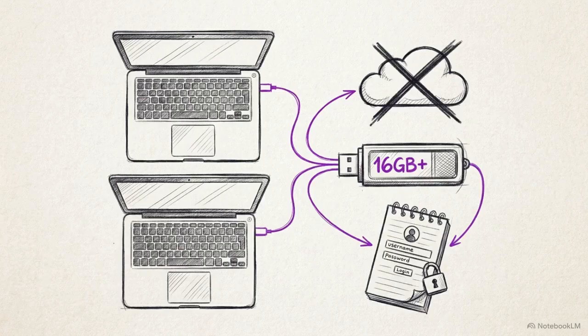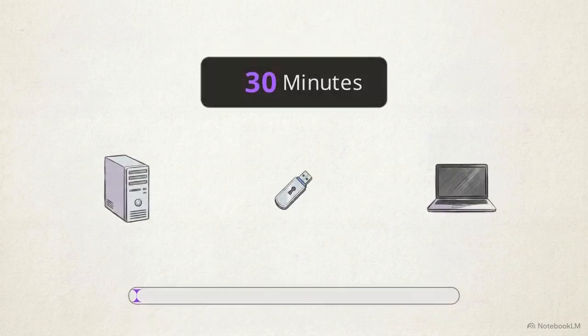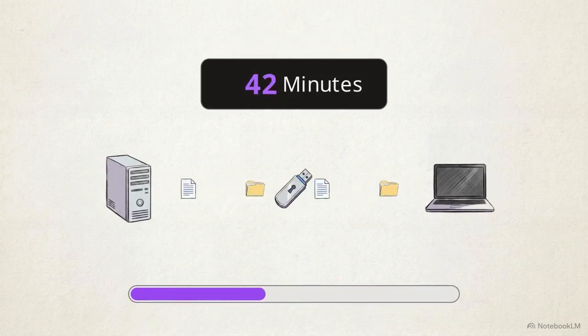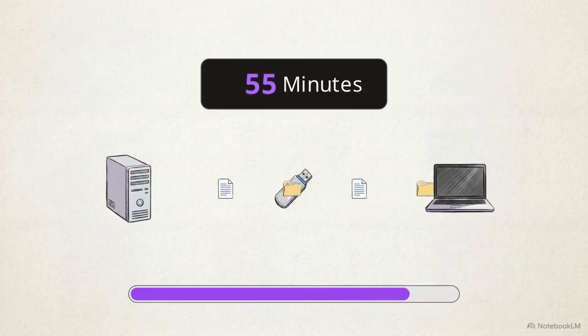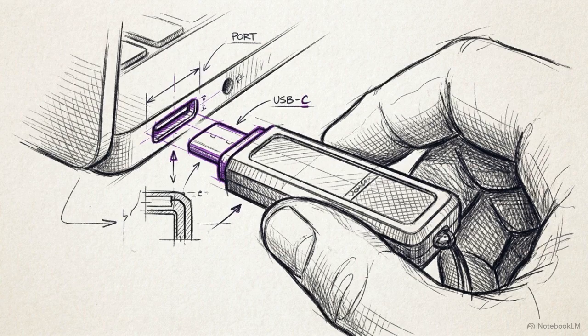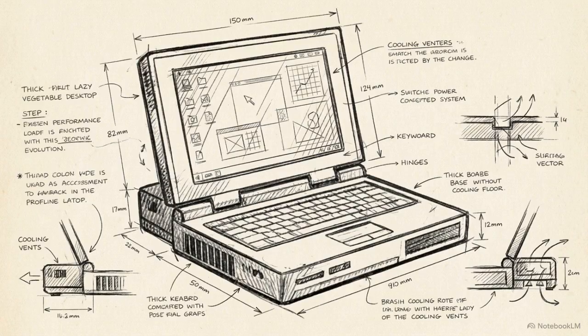You will need both PCs, a USB drive with at least 16 gigabytes of space, or a synced cloud folder, and your cloud account login details. This migration takes about 30 to 60 minutes, most of which is spent waiting for files to copy. It is the most reliable way to preserve your project history when switching hardware. We start on your old computer.